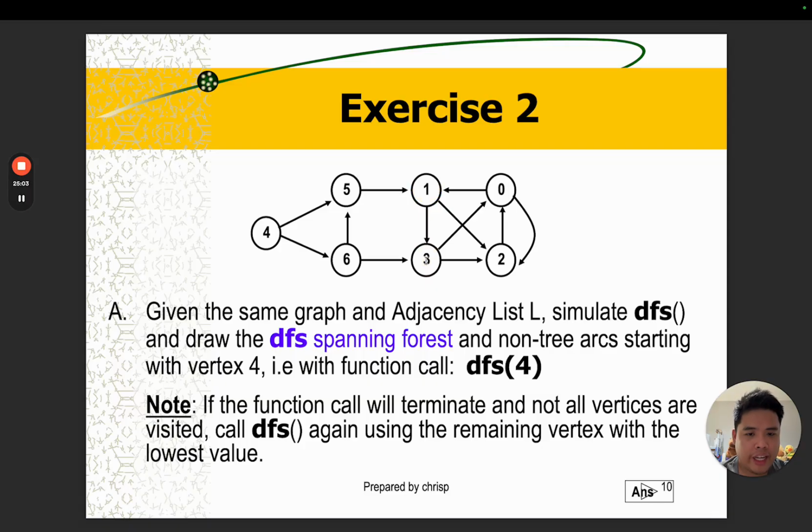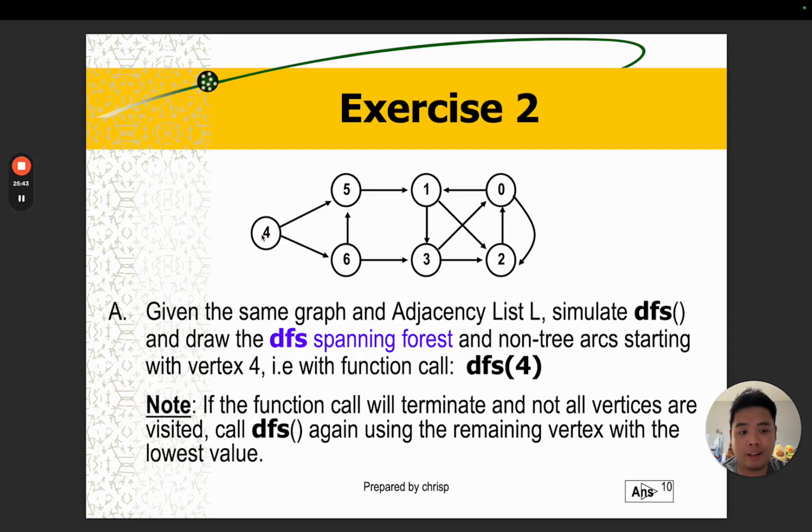3 can visit 0 and 2, but 0 and 2 have already been visited previously. So I'm done. I don't need to visit any more vertices. So I'll go back to 1. Does 1 still have any adjacent vertices that haven't been visited? No, there isn't. So I'll go back to 5. Does 5 still have adjacent vertices that need to be visited? No. So I'll go back to 4. 4 visited 5, 1, 2, 0, and it also visited 3 going from 1.